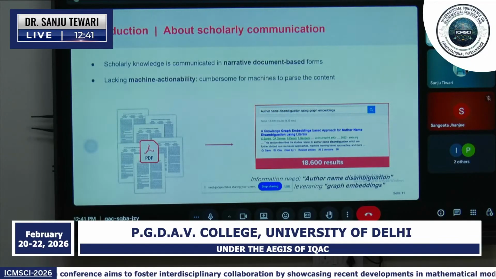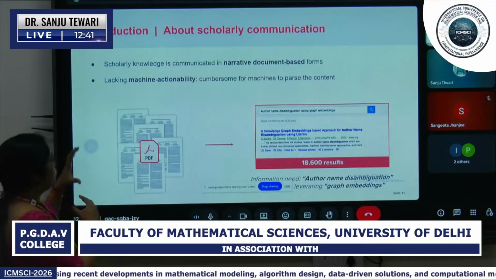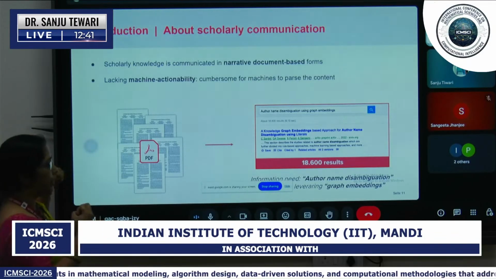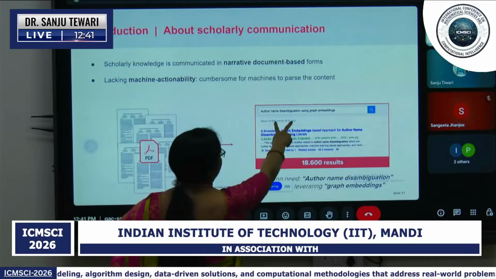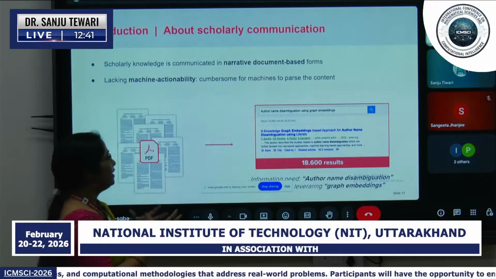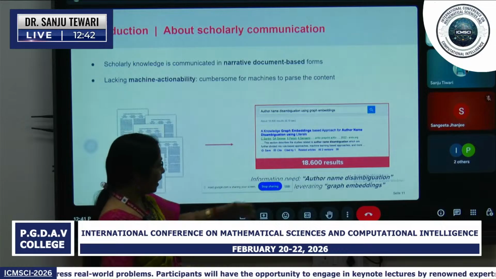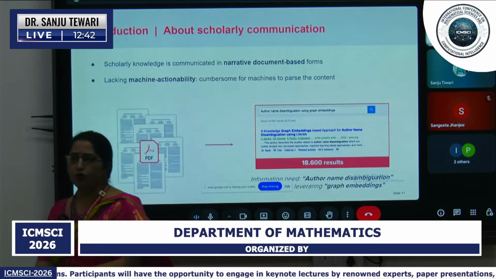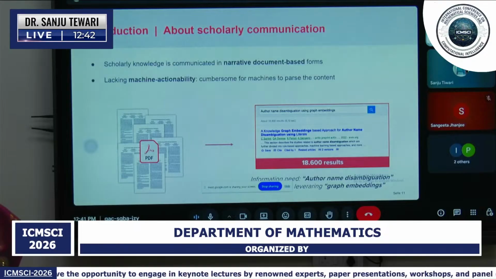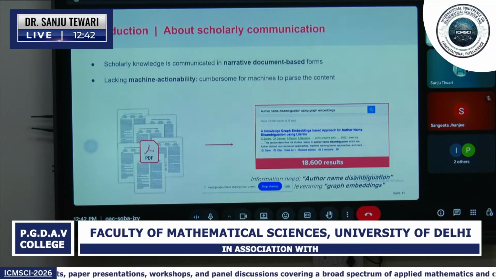Yeah. So here is an example where machine actionability is lacking and it is time consuming to read a number of papers, PDFs, and articles when we are searching for a specific problem. Like we can see here, author name disambiguation using graph embeddings is the problem we are searching papers on. We have 18,600 results and it is very hard to read them to find the exact paper relevant to my research topic, which is given in the search query.